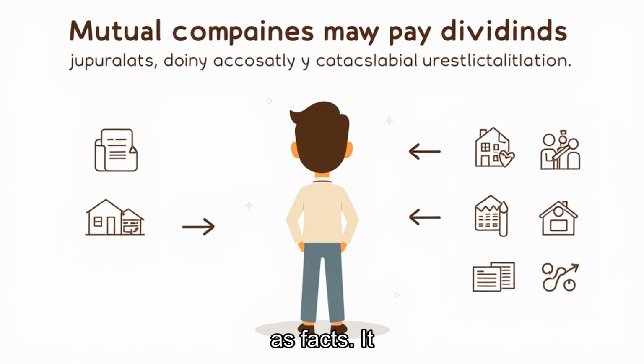It shows up in small moments, such as when mutual companies may pay dividends to policyholders. Dividends are not guaranteed and depend on performance. The money reflects favorable results after costs and claims. Noticing that driver early can keep mutual versus stock insurance companies explained from becoming harder to manage. This is why it deserves attention before the situation hardens into a pattern.